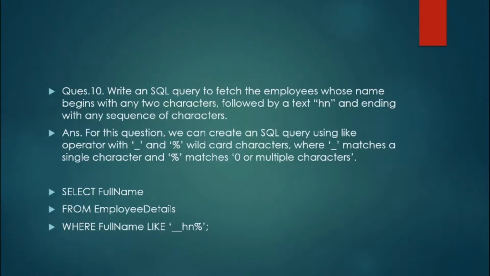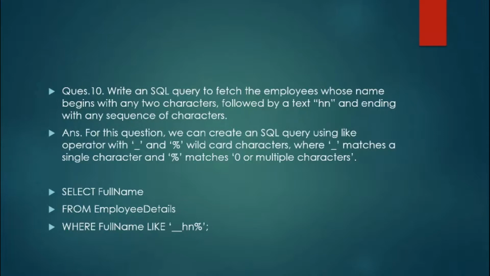So what we have done is taken the underscore operator and the percent sign, which are called wildcard characters. The first two characters can be anything, then HN, and then ending with any sequence of characters. For any sequence of characters after HN, what will we use? We will use the percent symbol, the wildcard character. So this is how you have to write it.